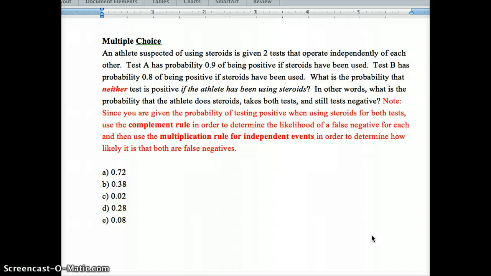In other words, what's the probability that the athlete does steroids, takes both tests, and still tests negative? Here's a little hint. You're given the probability of testing positive for both tests, so think about what the probability is of testing negative, and think about the multiplication rule for independent events. Pause now, submit your multiple choice, and then we're going to continue with the video and your free response.